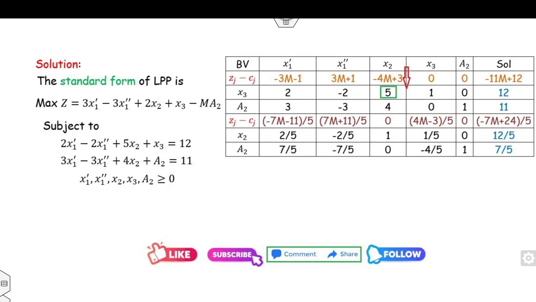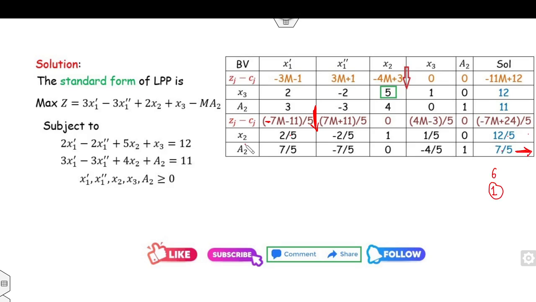Now look at which one is the most negative value. Only one negative term. This is my entering variable. Fine. Which one is the leaving variable? 12 divided by 5 and 2 by 5. The first ratio is 6. Second ratio is 1. So this is my minimum ratio.